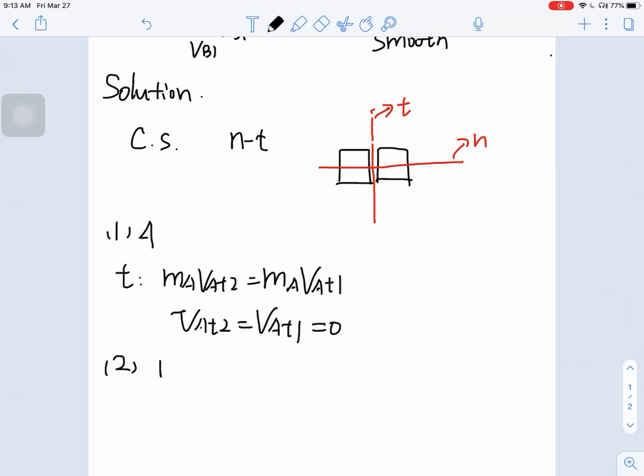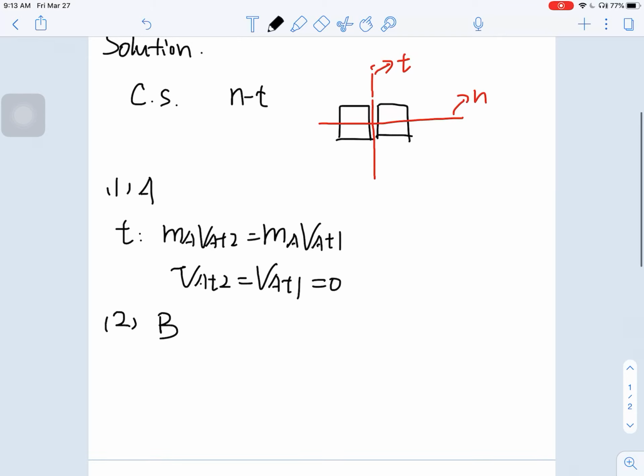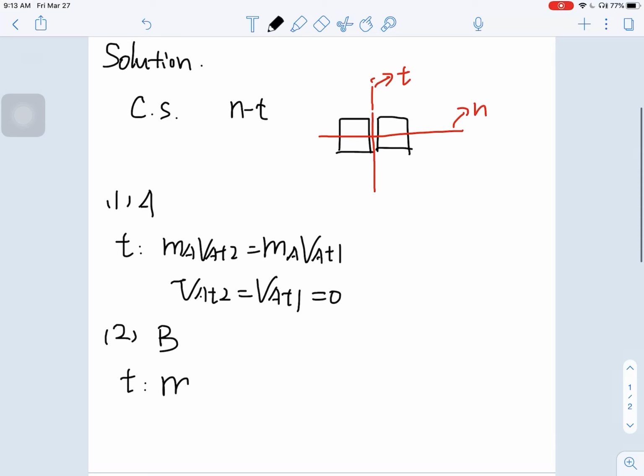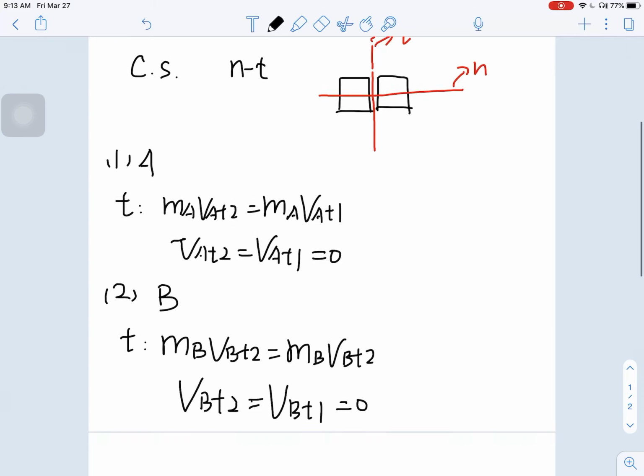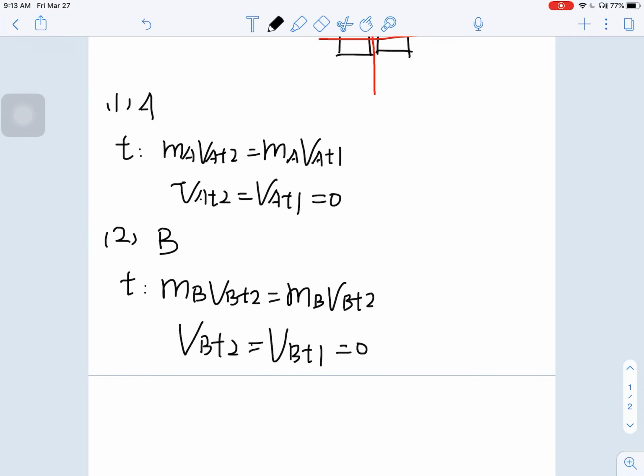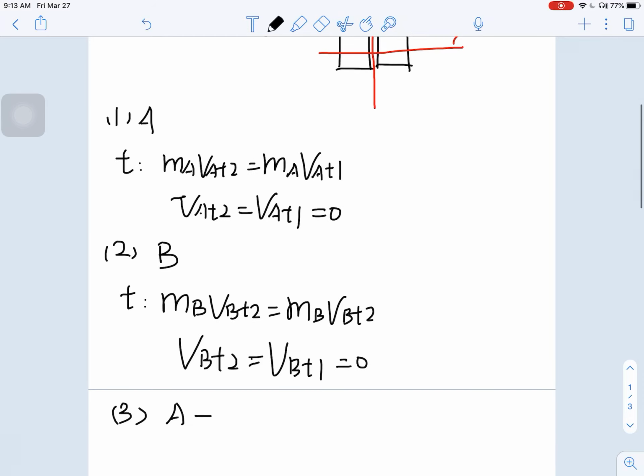In the second step, we can take a look at particle B. The conservation of momentum in the t direction tells us MB VBt2 equals MB VBt1. Same thing, we don't have motion in the t direction. That's why VBt2 equals VBt1 equals 0.